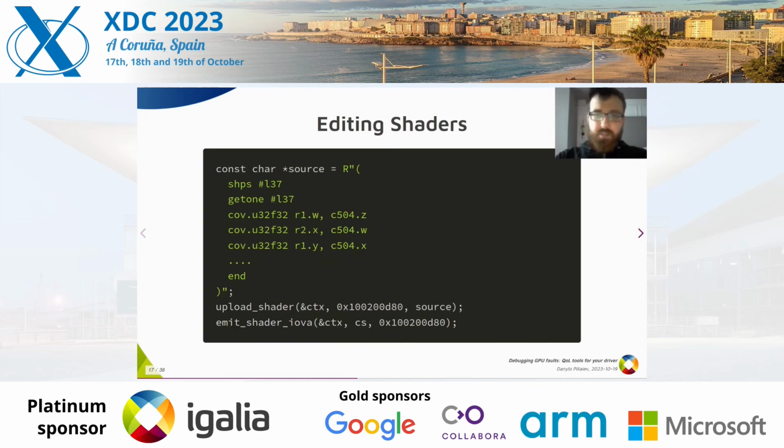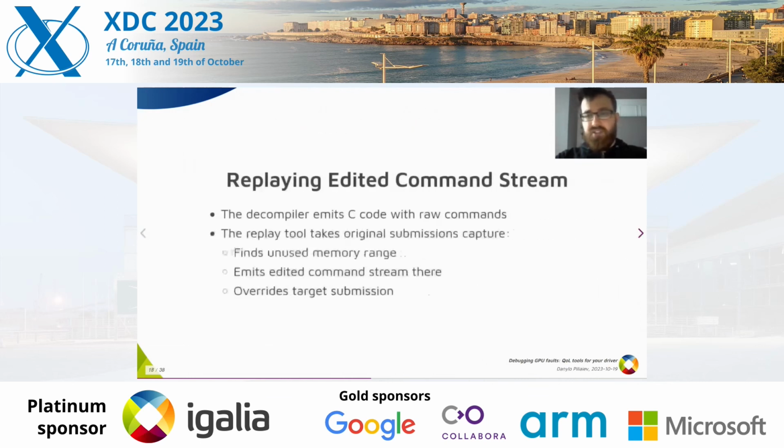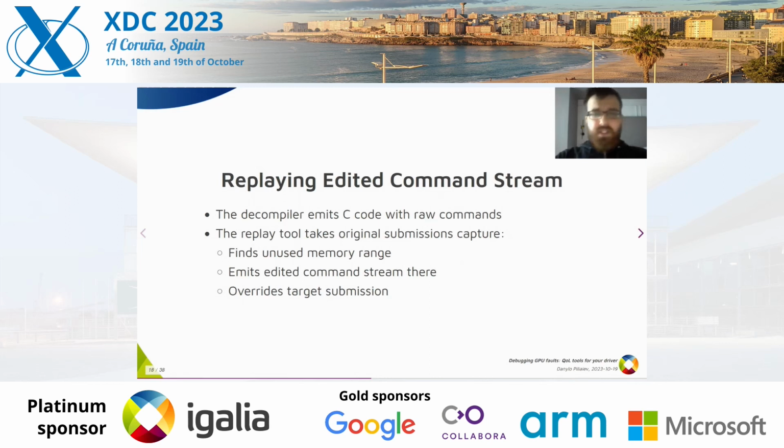Now that we are able to edit the command stream, how is it integrated into the replay tool? The decompiler emits C code with raw commands. The program compiled from it could emit a GPU command stream with any base address. The replay tool takes the original command stream capture, finds an unused memory range and emits the edited command stream there. When replay encounters a target submission, it overrides the submitted command stream. Works like a charm. The only limitation may be self-modifying command streams.